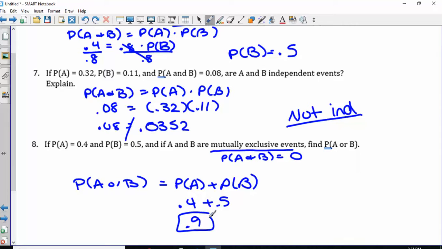Is this helping at all? Is it beneficial to go over these?